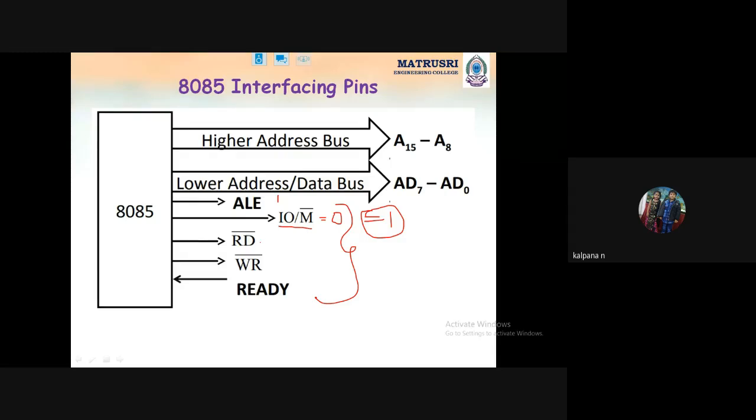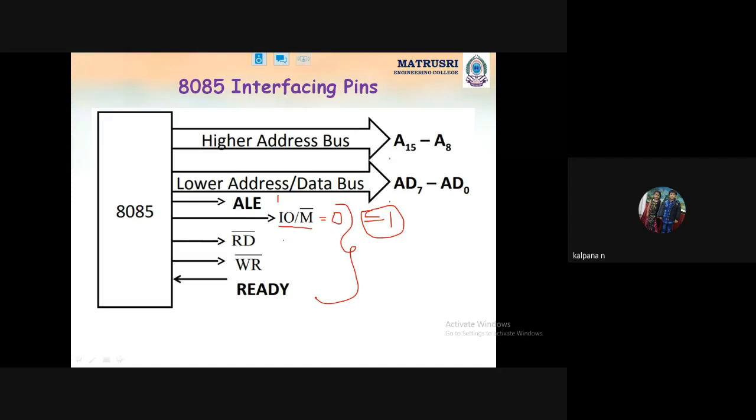Now, next, read. Read means what? Whenever the processor is taking something, okay? Something we have stored in the memory, right? Now the processor wants that data. Some data we have stored in the memory, and now the processor wants the data from the memory. Then what can we say? Processor is reading, right? Now the processor wants to store some data in the memory. Then what can we say? Processor is writing some data into the memory.